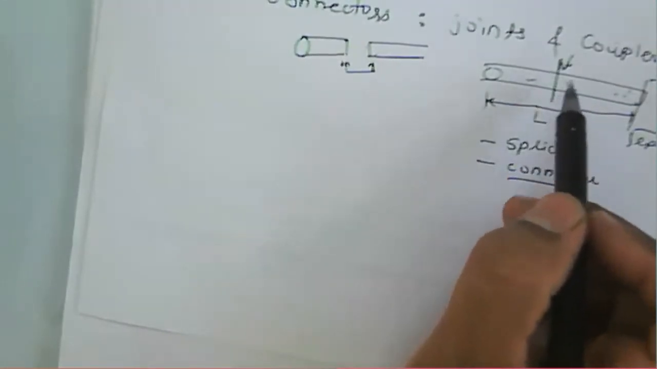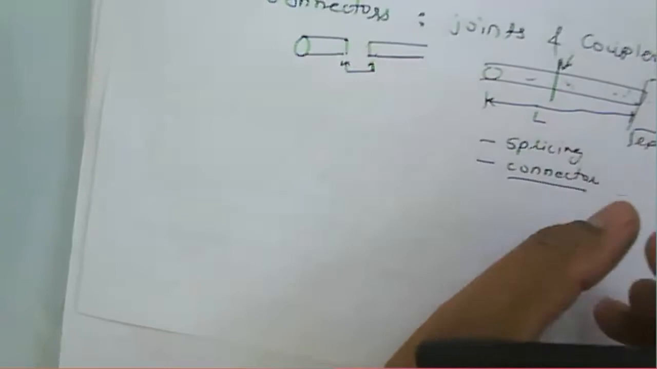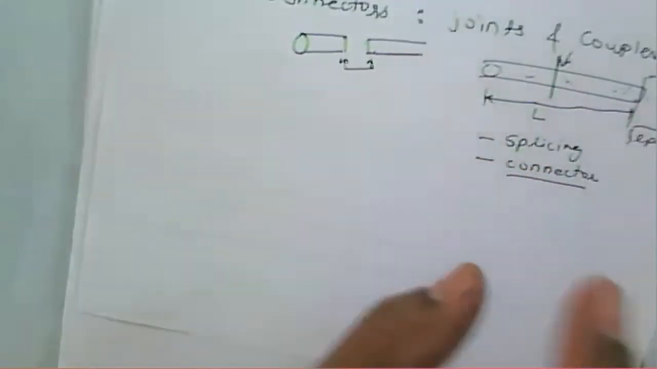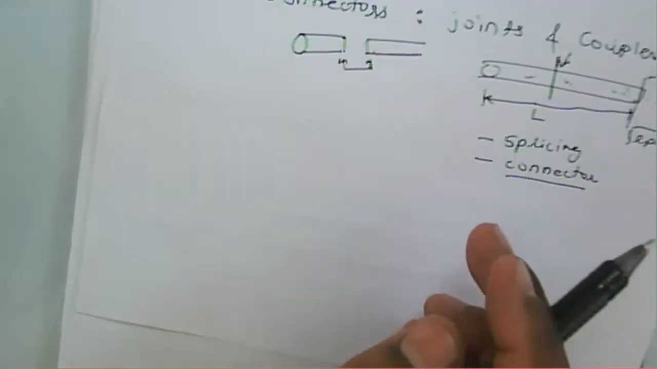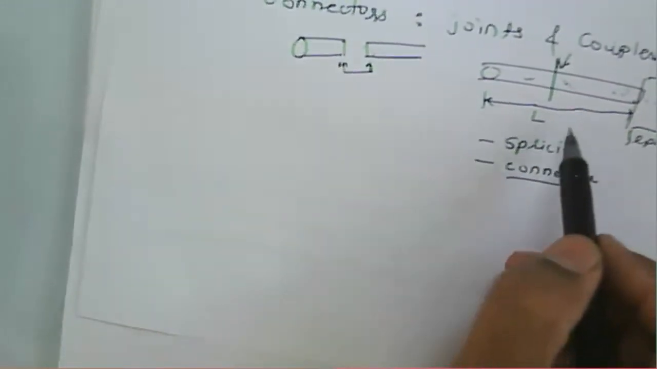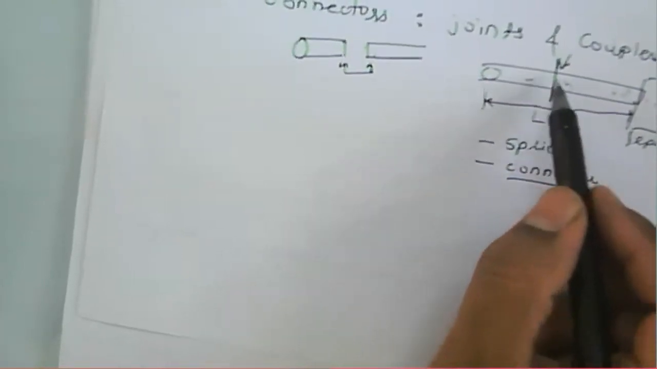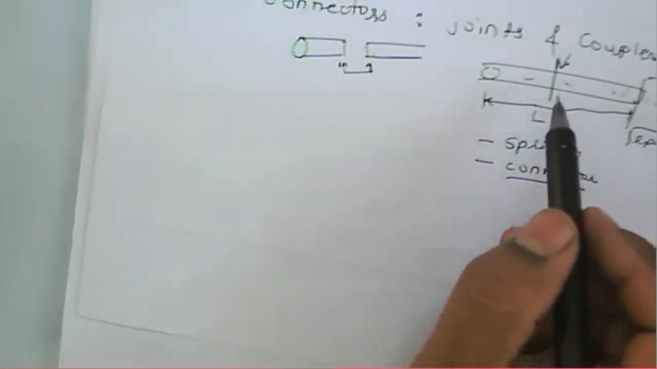Okay. Once it is fixed, we could not remove that. Once we have connected the two fibers, that connector will not be removable. That means a demountable fiber connector is to be used for joining the two fibers there.